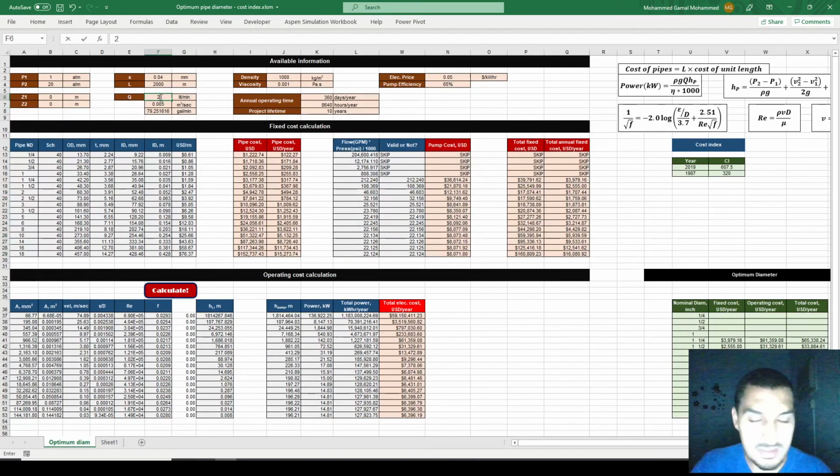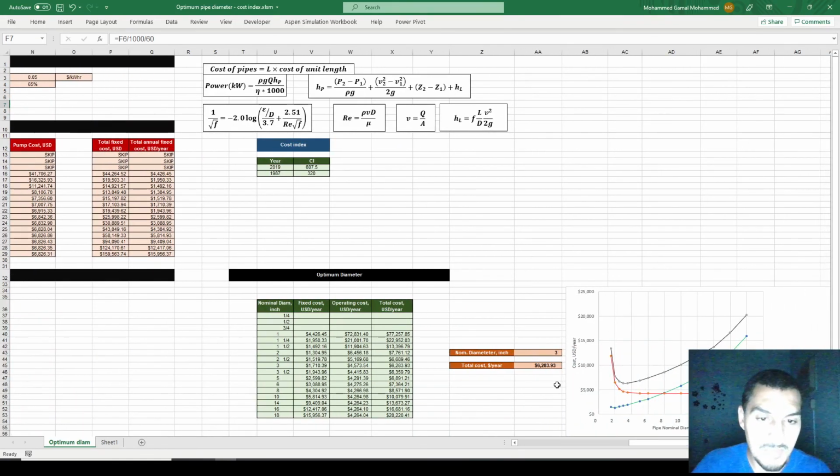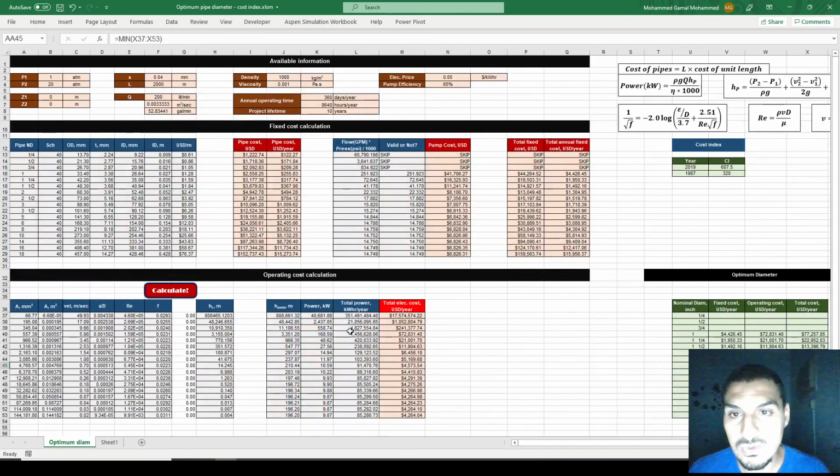So now it's all set. You can just click on the calculate button, and it's gonna calculate the optimum diameter and the total cost. The total cost is calculated from the operating cost and the fixed cost. So this is the second way that we can use to calculate the price.